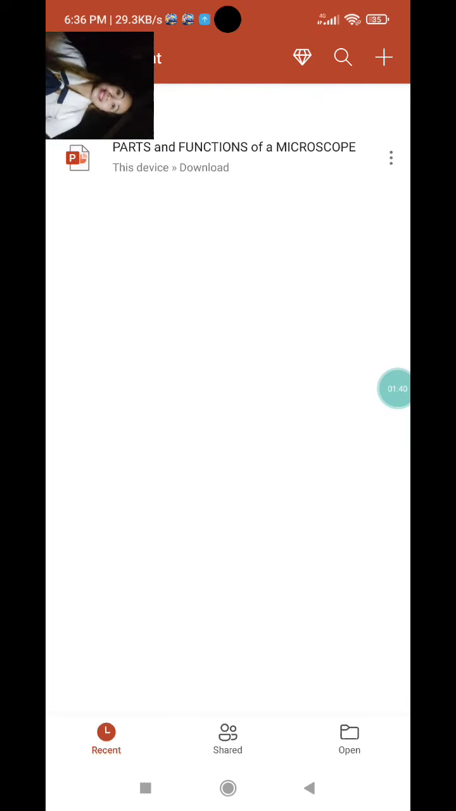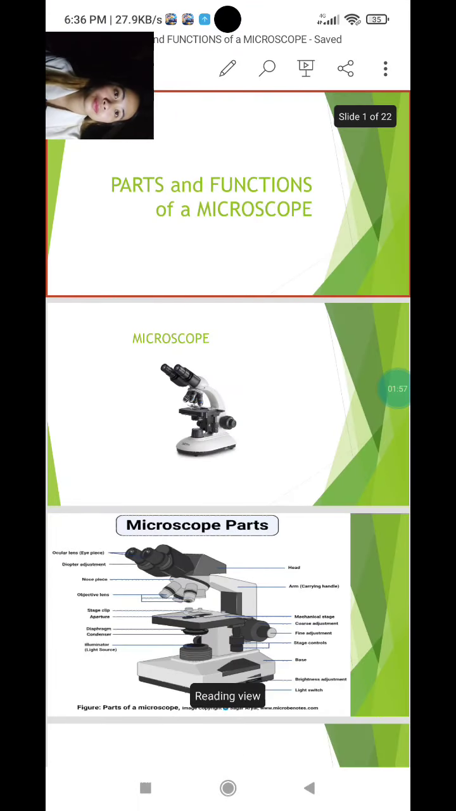Kay maghatag kog answeranan inig after aning akong pag-discuss. So, nakasabot? Okay. Now, let's go to microscope. So, my discussion is all about microscope.